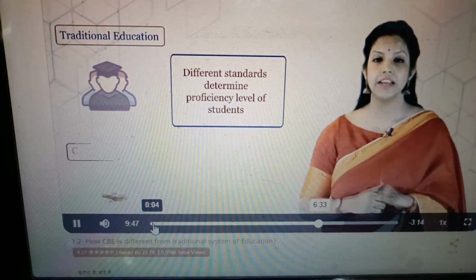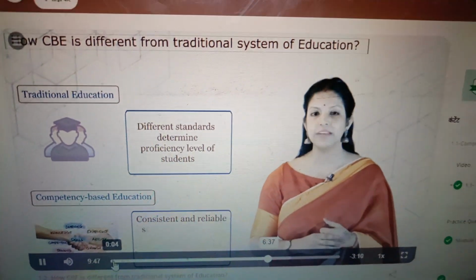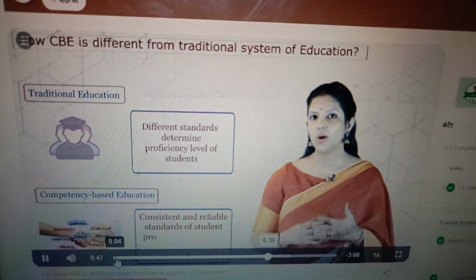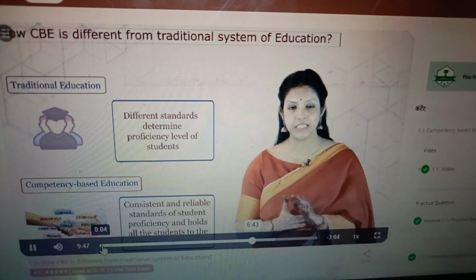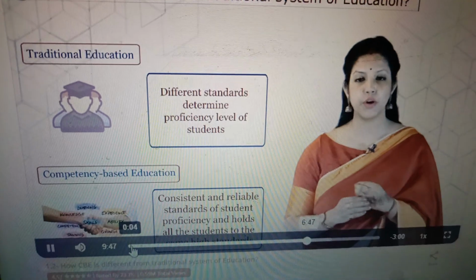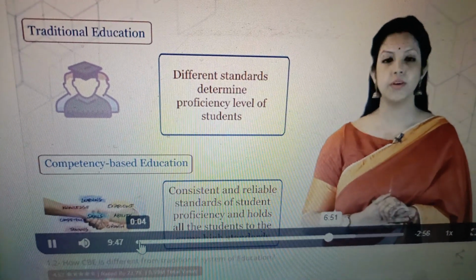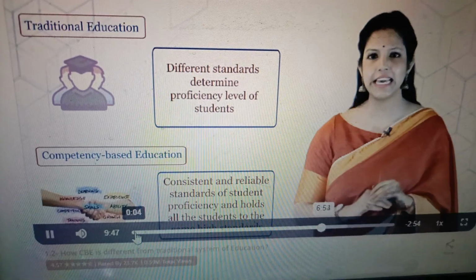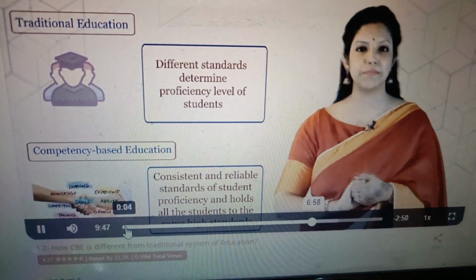In contrast, the competency system is consistent and reliable in defining mastery or proficiency. It gives a clear definition of student proficiency. It assesses performance for all students against the same standards. Rubrics clearly indicate the achievement criteria for evaluating student performance.